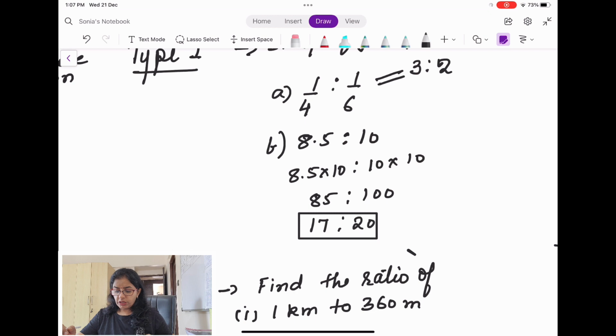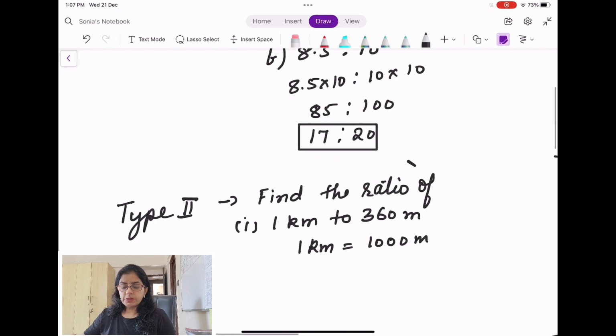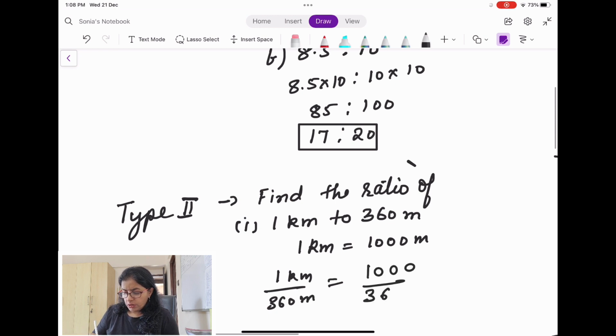Find the ratio of 1 kilometer to 360 meters. In this case, instead of converting the smaller unit to the bigger unit, we change the bigger unit to the smaller unit. That will help us. So, 1 kilometer is equal to 1000 meters. The ratio of 1 kilometer to 360 meters is 1000 meters upon 360, cancelling the zeros. Common factor 2 or 4. We can divide by 2 also, and then we have to do it twice. Otherwise, we divide by 4.